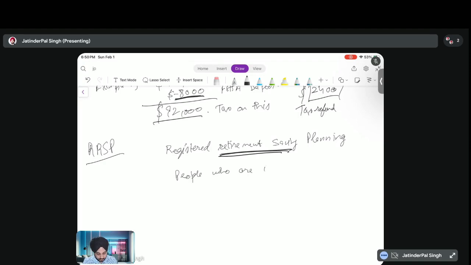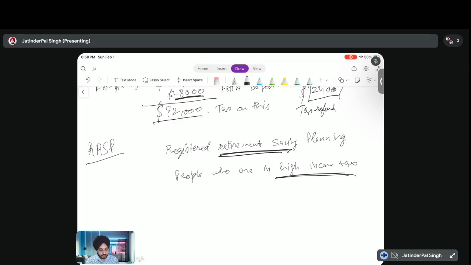People who are in a high income tax bracket, who earn more than $100,000, 150, 200, 250, because they are in the highest tax bracket right now. So they want to reduce that tax bracket from, let's say, 50% to 40%. So they will save that 10% extra. So that is how this account is used.